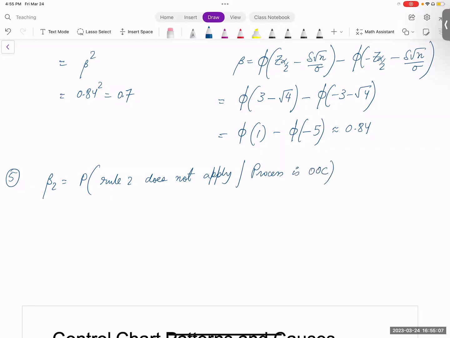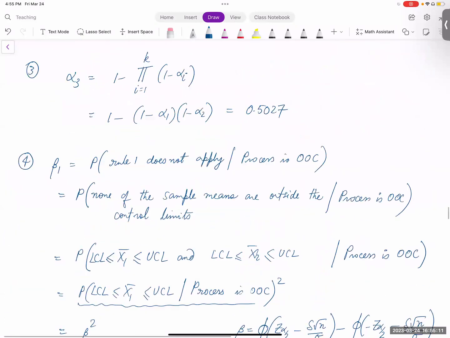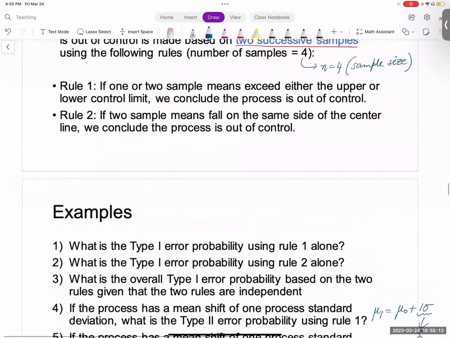Okay, now let's look at rule 2 one more time. Rule 2 says if two sample means fall on the same side of the center line, we conclude the process is out of control. Now, if rule 2 does not apply, it basically means that the two sample means are not on the same side.